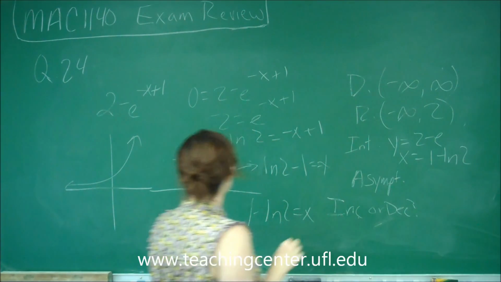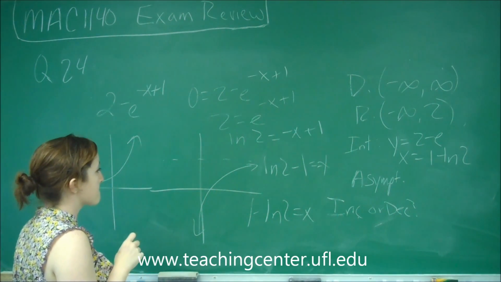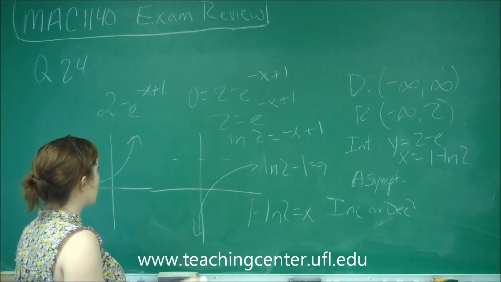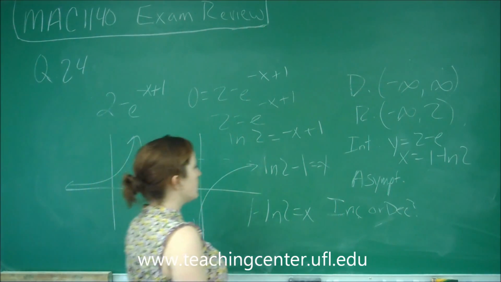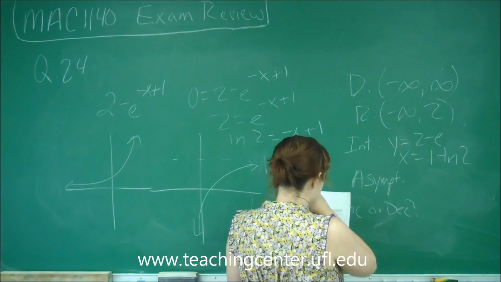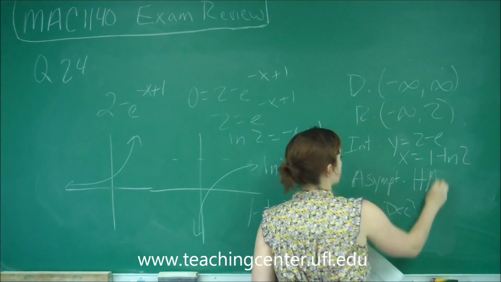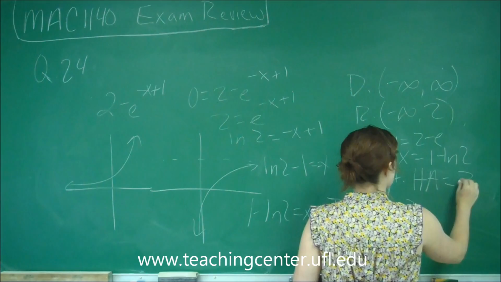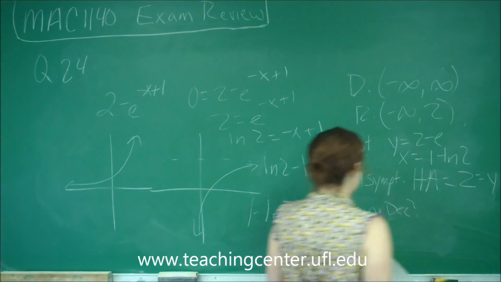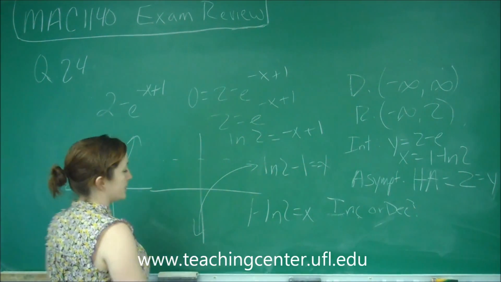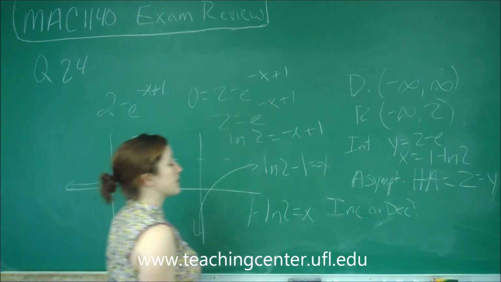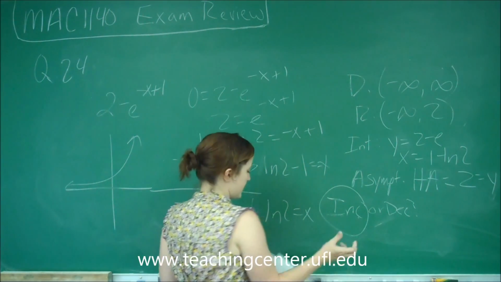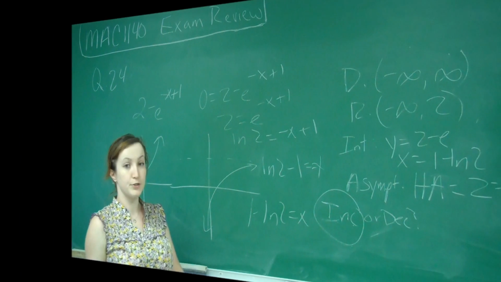And then your asymptote: we don't have any vertical asymptotes here, so we just have a horizontal asymptote, which we already figured out is at 2, which is equal to y. And then the question is, is this function increasing or decreasing? Well, we can look at my basic graph and we know that it is increasing. So there you have it. There's your review.